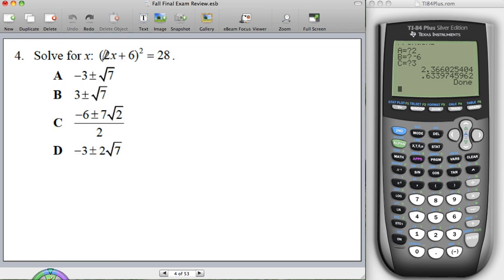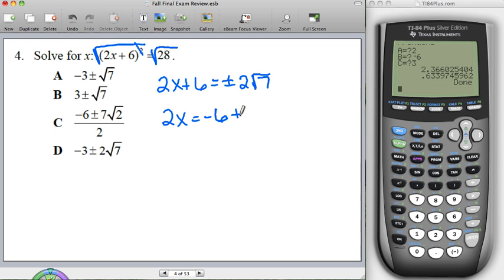For number 4, I'm going to go ahead and start by taking the square root of both sides. Because the square and the square root cancel, I'm left with 2x plus 6 equals plus or minus square root of 28, which I can reduce to 2 root 7. Subtract 6 from both sides. Divide both sides by 2, and you get x equals negative 3 plus or minus root 7. So my answer for that is A.